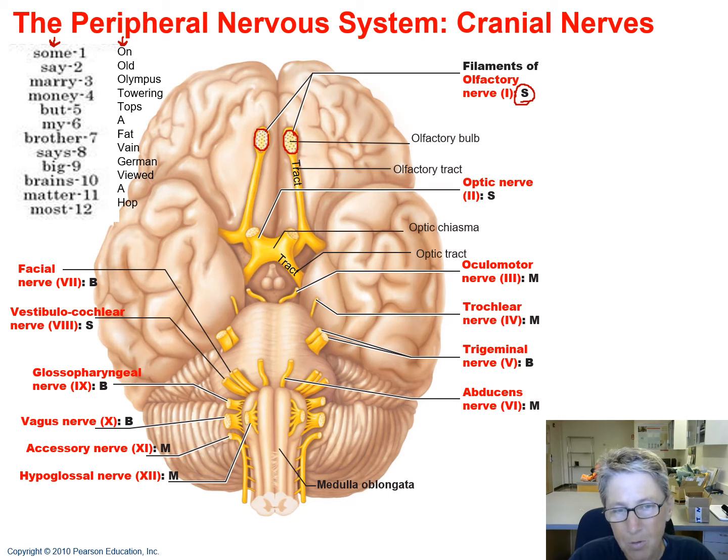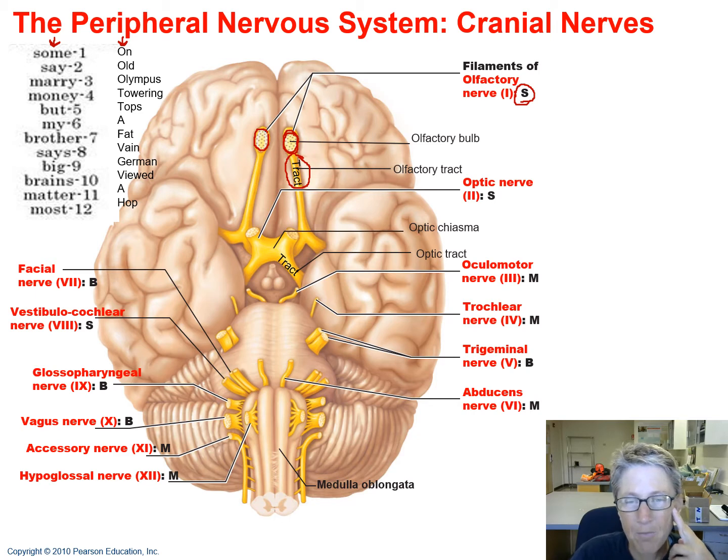We'll see a better picture of this. The olfactory nerve is associated with the olfactory bulb and the olfactory tract. So the olfactory bulb and the olfactory tract are not the olfactory nerve. So don't mess that up on a test. And we'll show what is actually in the olfactory bulb and the olfactory tract in a minute.